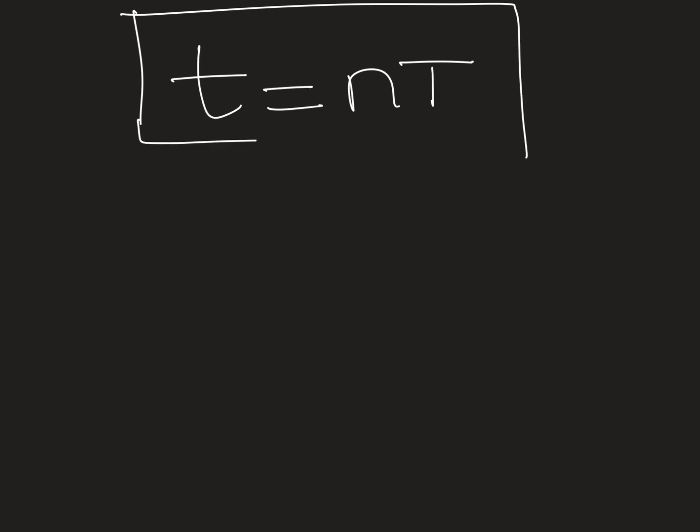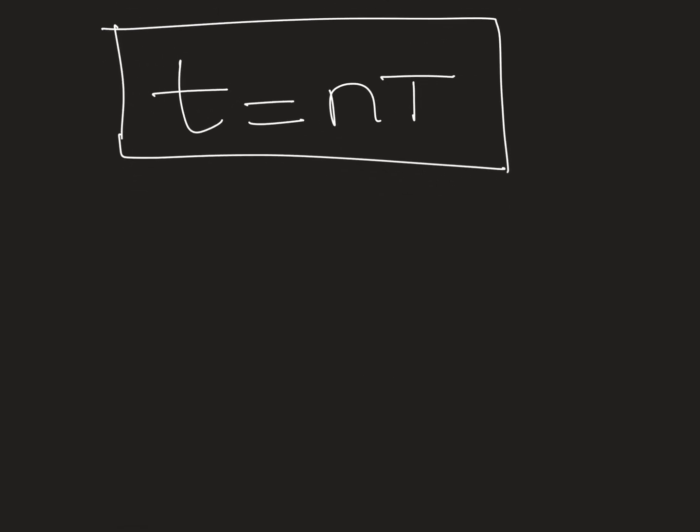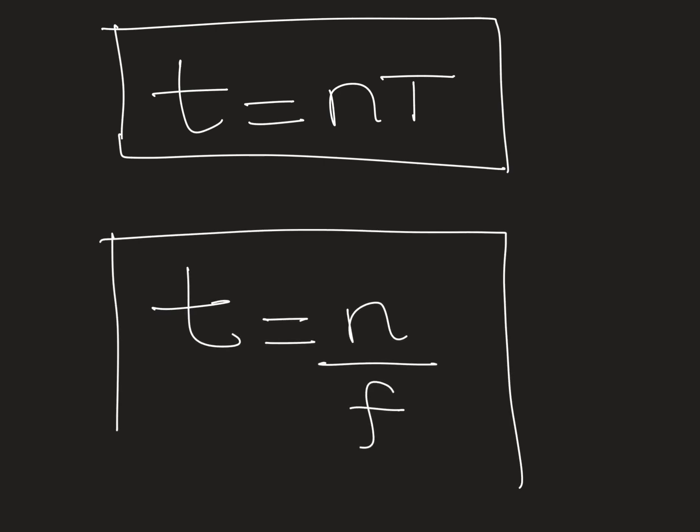So again, please know that the time, that is the total time, is equal to the number of rotation or the number of revolution multiplied by the period. Okay? And you should also know that the total time is equal to the number of rotation or revolution divided by the frequency. That is, if at all we are given frequency.